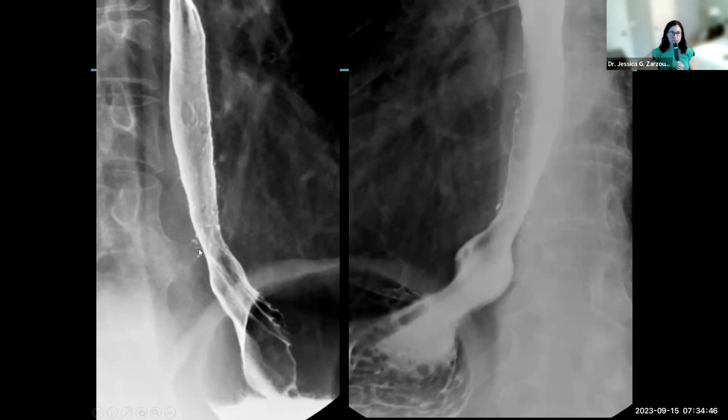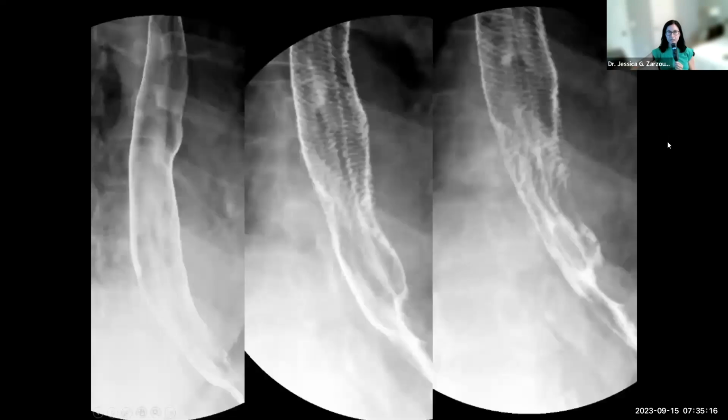Here we can see these tiny little outpouchings of barium occurring throughout this strictured segment. Over on the single contrast images, again, we can see these outpouchings of contrast. So these are known as intramural pseudodiverticula, and they occur in the setting of chronic inflammation. So they're not always associated with gastroesophageal reflux, but the association is just with any type of chronic inflammation. And the most common type of inflammation we see in the esophagus is gastroesophageal reflux. So it is something that we often see.